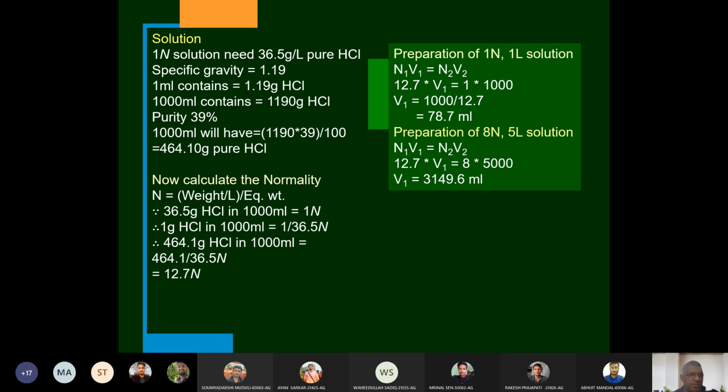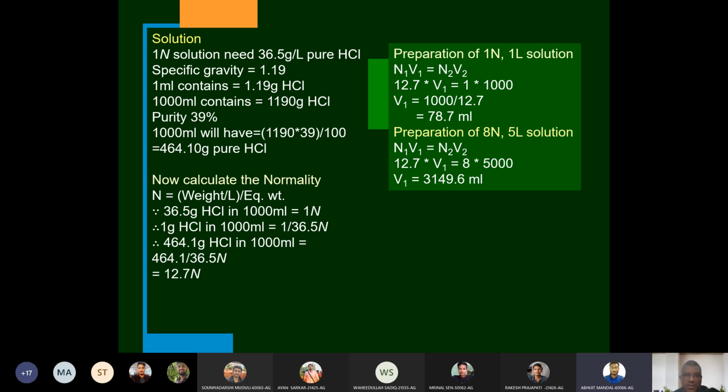Specific gravity is 1.19. That means 1 ml of this mixture contains 1.19 gram of HCl, which is not pure. So 1000 ml will contain 1190 gram HCl. Purity is 39%. That means 1190 multiplied by 0.39, and you get 464.1 gram of pure HCl, hydrochloric acid.